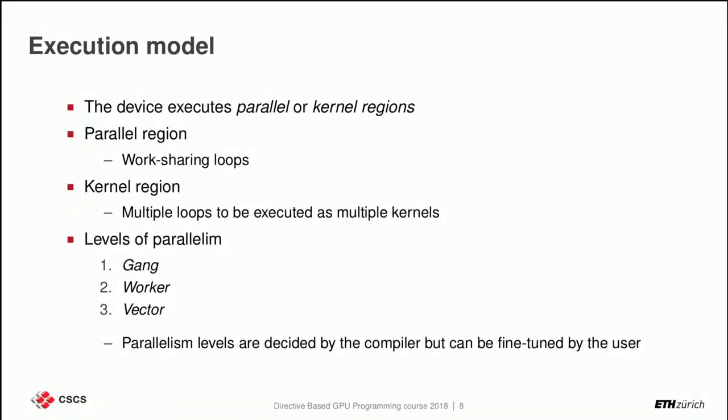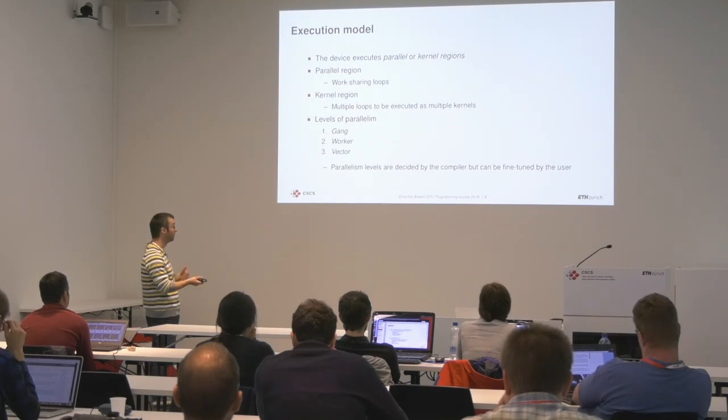Now, let's see a bit of the terminology. The device executes two types of OpenACC region: the parallel region or the kernels region. These are the two high-level concepts. The parallel region wraps around a single work-sharing loop. What is a work-sharing loop? It's a for loop in an iteration space where you want to split the iterations among different threads, as you do with OMP for in standard OpenMP. The kernels region is a bit different, a concept not present in classic OpenMP. It's a region that can have multiple loops inside, and the compiler will automatically try to generate different kernels.